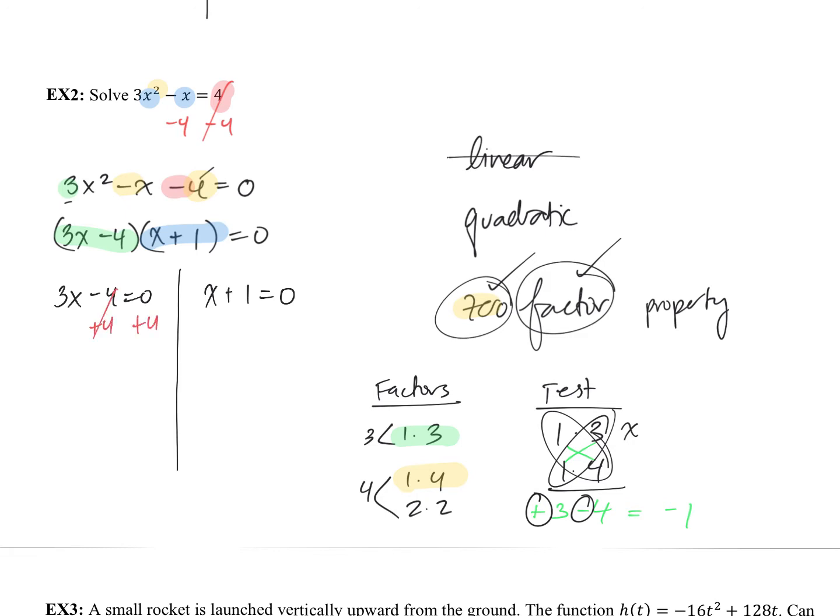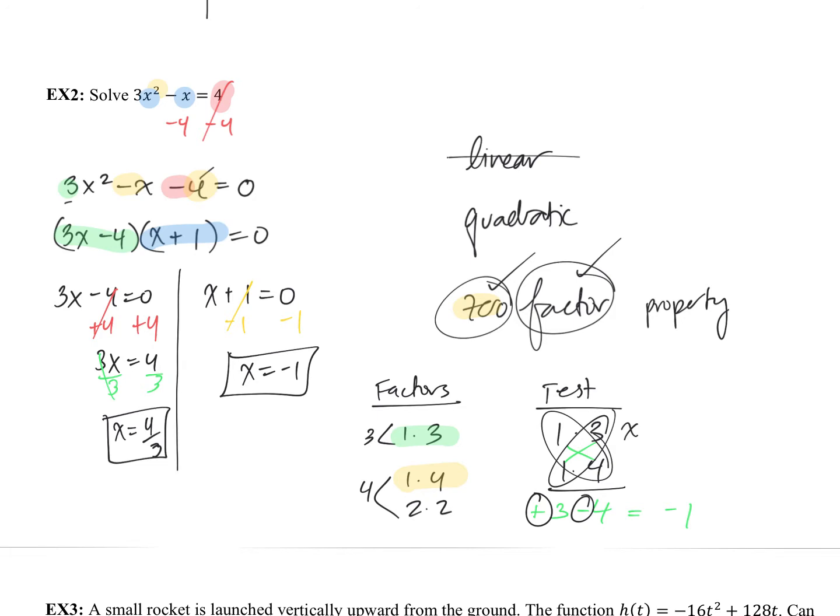Plus 4 to both sides, and I have 3x equals 4. And then dividing both sides by 3, I get x equals 4 over 3. Next side, minus 1 from both sides, and I get x equals negative 1. Alrighty, and those are my answers.